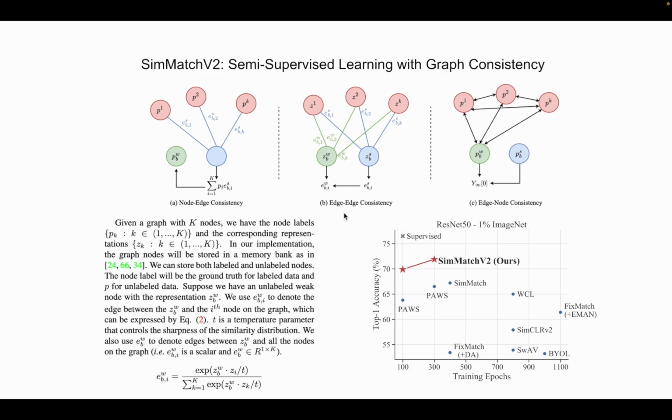In this work, we consider each sample as a node on the graph. So here's the setting. Given a graph with k nodes, we will have the node labels p here. For the labeled samples, we will use the ground truth, and for the unlabeled samples, we will use the model's prediction. We will also have the corresponding representation z here. Because each sample is treated as a node on the graph, if we have the representation, we can simply calculate the cosine similarity to construct the edges between the nodes. And here's the formula.